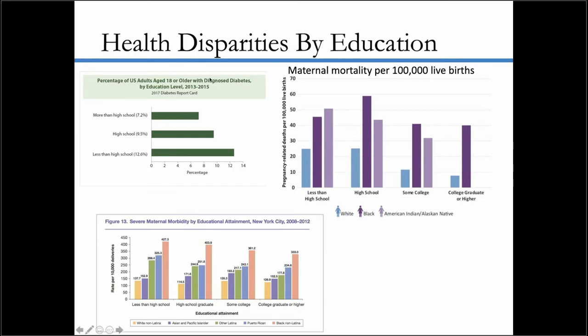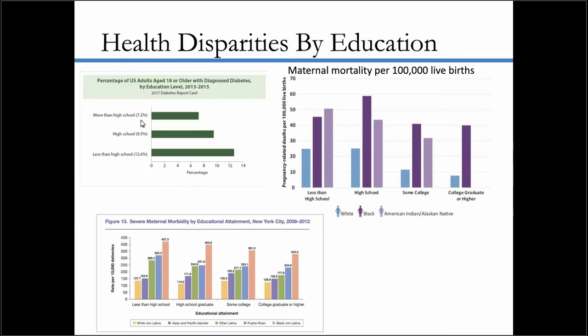So let's start on the top left figure here, where we see the percentage of US adults age 18 or older with diagnosed diabetes by education level from 2013 into 2015. So what you can see in this figure is that as education level goes up, so you go from less than high school on the bottom to high school to more than high school, the percent of people with type 2 diabetes decreases, where the prevalence of type 2 diabetes is almost half among those with more than a high school education compared to those with less than a high school education.